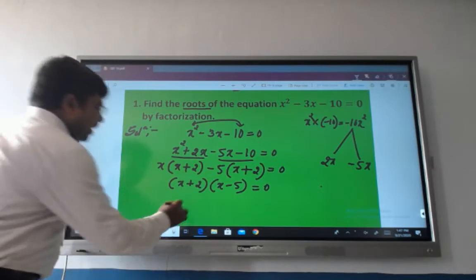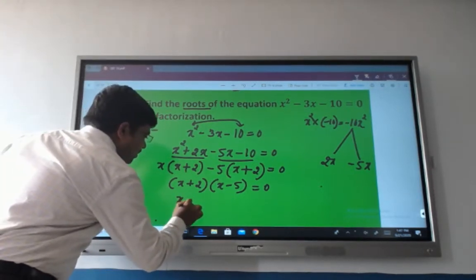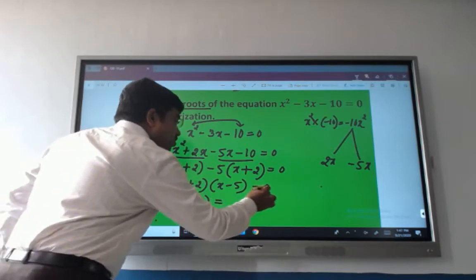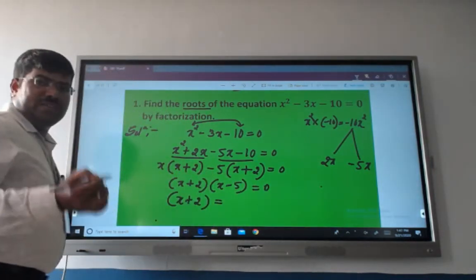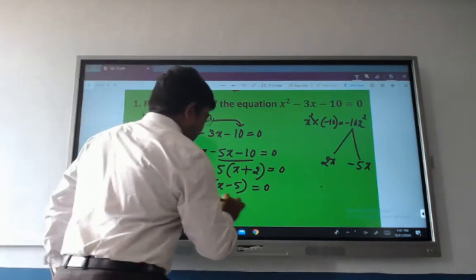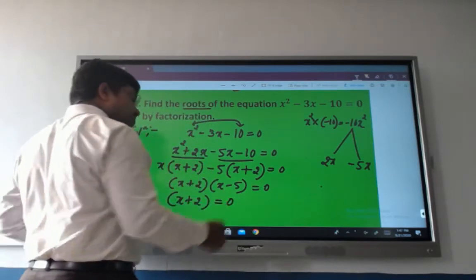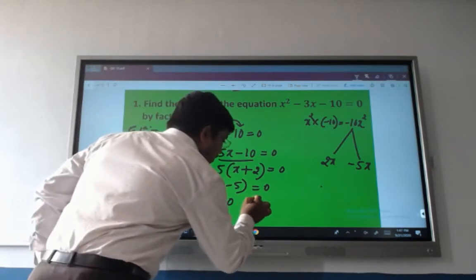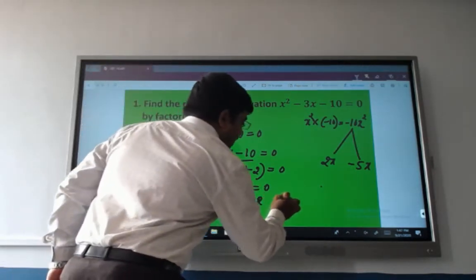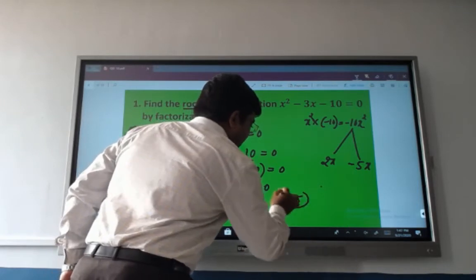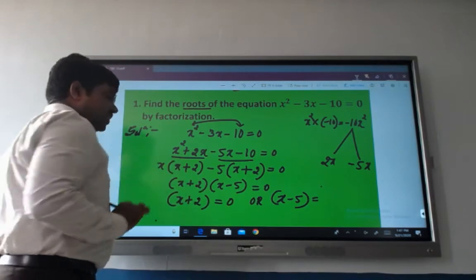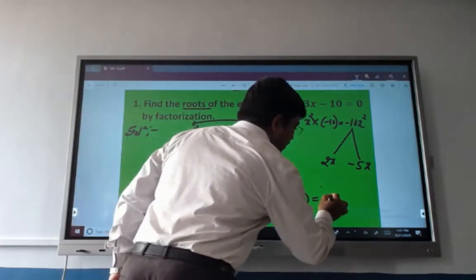Now x plus 2 into x minus 5 is 0. First we take x plus 2 is equal to 0, and one more solution, x minus 5 is equal to 0 divided by x plus 2. What do we get? We get 0 only.